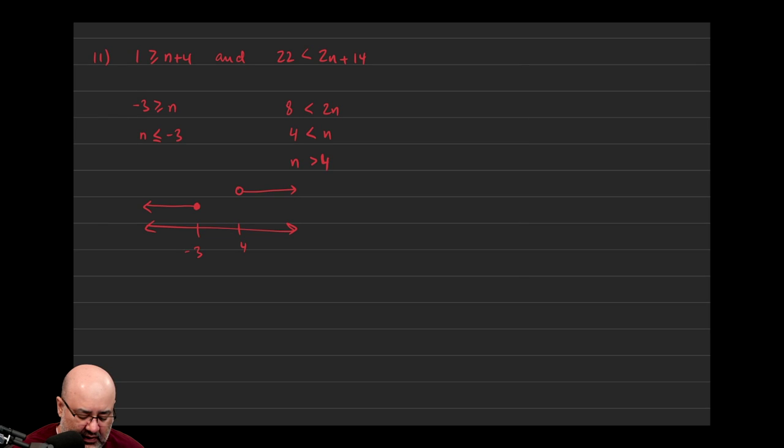And here we're looking for an AND. AND means we're looking for an overlap. There is no overlap, so you would say no solution. Or if you're writing this on paper, you can say the Greek symbol phi, which indicates an empty set. Or for infinity, you would need to use curly brackets.